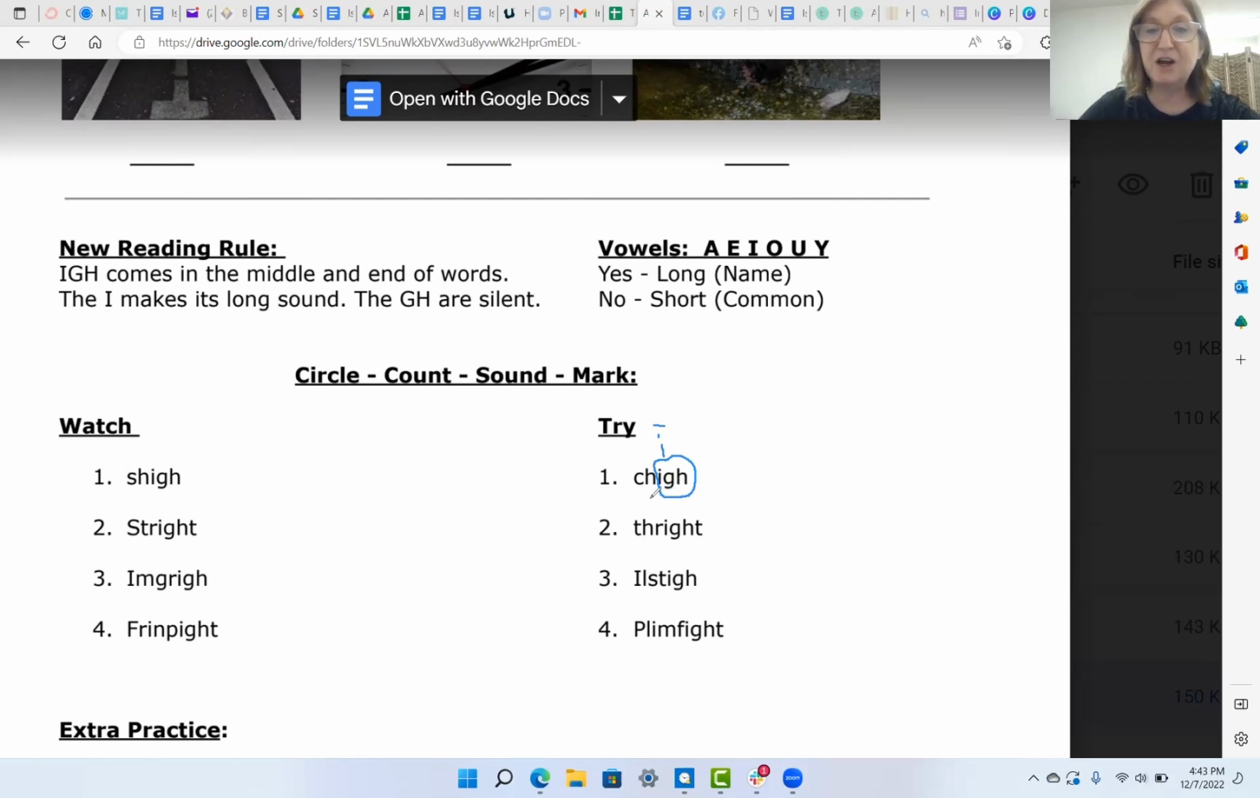Okay, so the sounds are ch and I, chai. Nonsense words, right? This one ended up turning into a word that we know, shy, but the rest of these are going to be nonsense words. Chai. Let's talk about the CH for a minute.